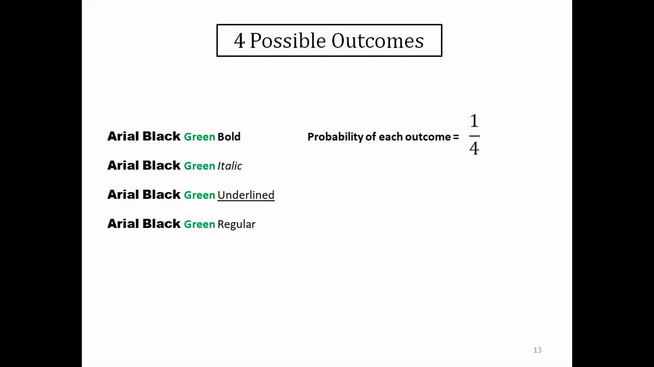And if you have to find out the probability that a student makes use of Arial black, green and regular, then in this case, if you expect that all the 4 possible outcomes are equally likely, we can make use of the formula that we earlier discussed, small n divided by capital N, that is 1 divided by 4.